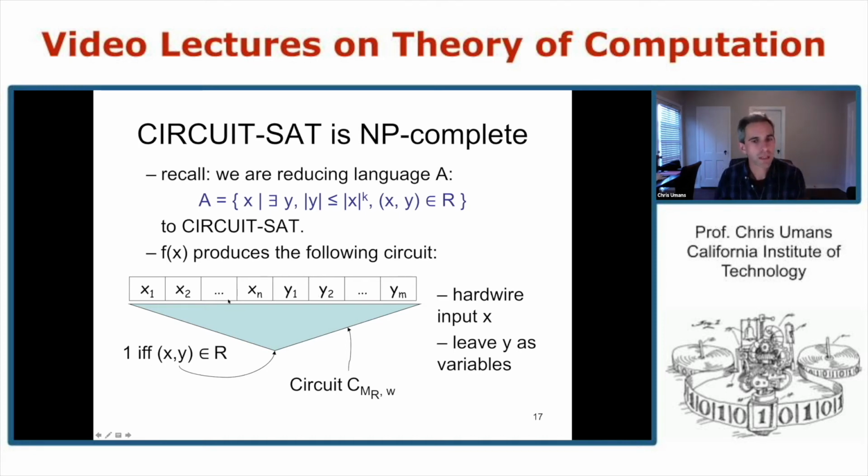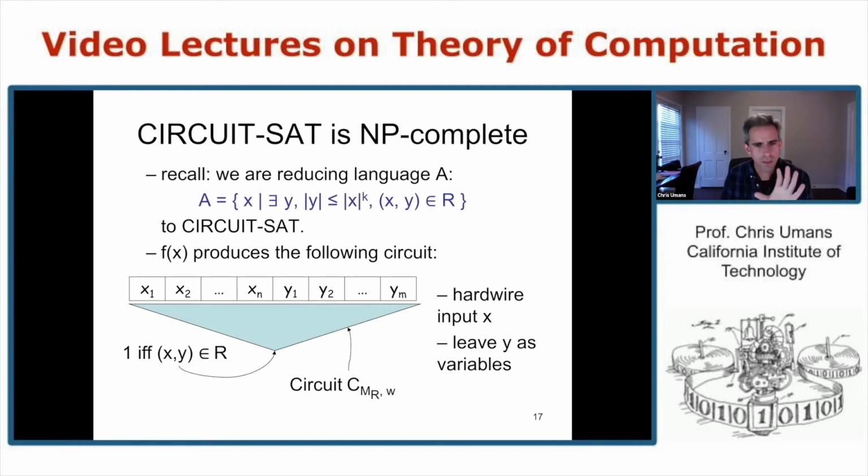And if you think about it, that does what we want, because now you have a circuit with a bunch of variables, just the Y variables, and there exists a setting to the Y variables that causes that circuit to output 1 if and only if there exists a Y such that XY is a member of R, which is equivalent to X being in the language A. So this circuit, once we've hardwired X, has a satisfying truth assignment if and only if X was in the language A, which is exactly what a reduction is supposed to do.